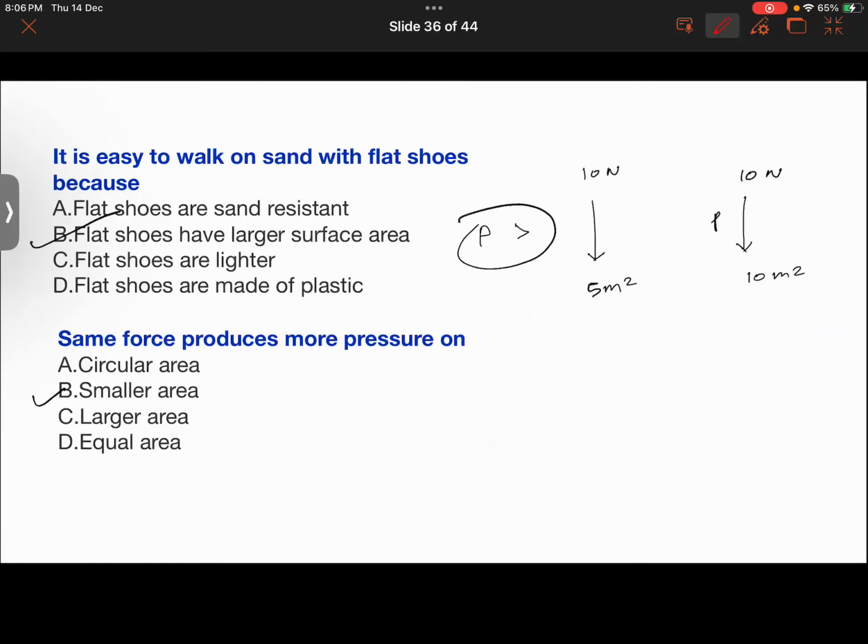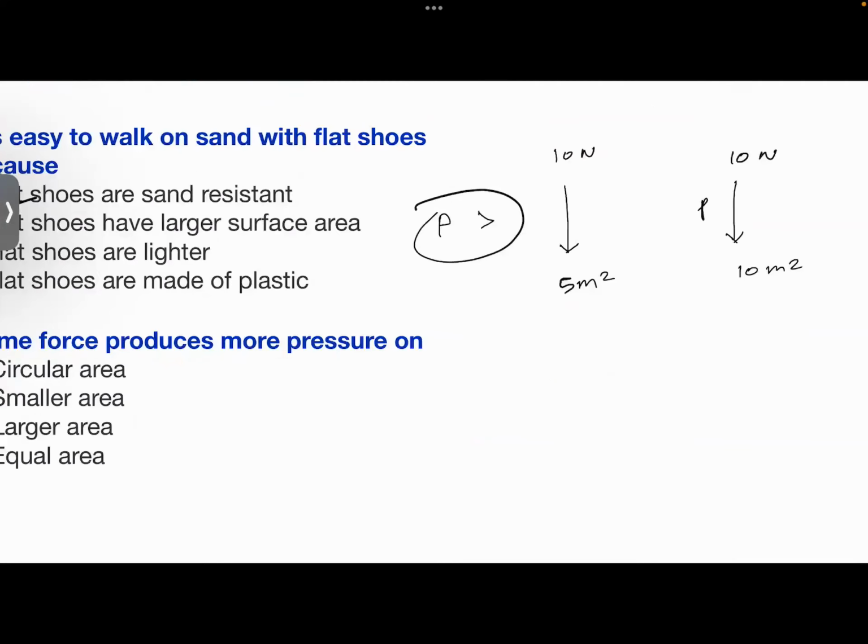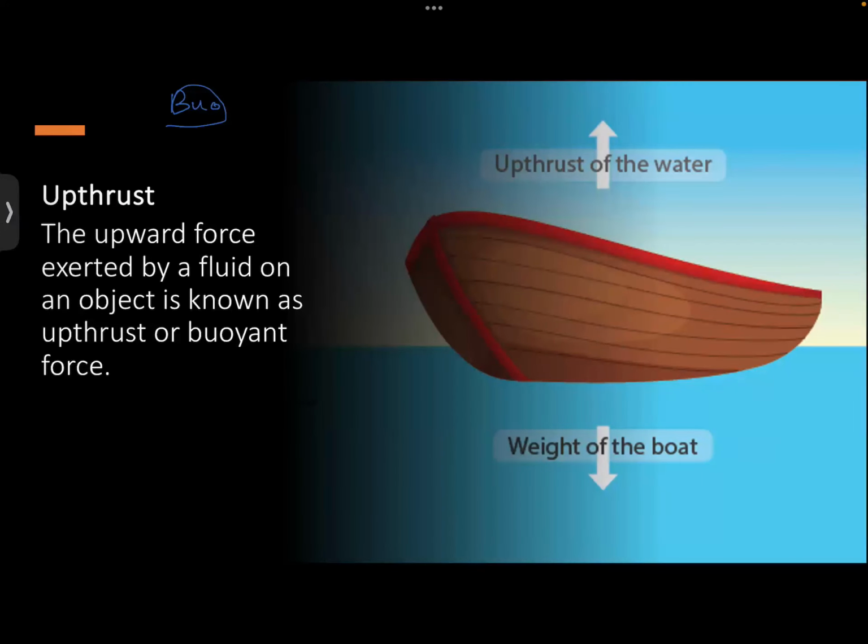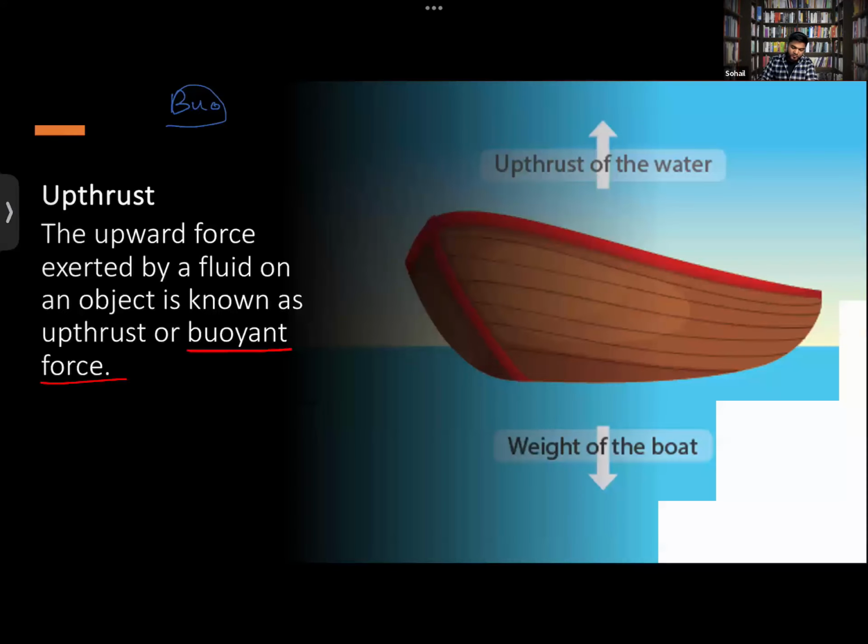So upthrust, as I said here, look at this image. The upward force exerted by a fluid on an object is known as upthrust, and another name for it is buoyant force. You remember the buoyant force which we discussed in the class, right? Due to the weight of the board, a downward force is acting, and due to the liquid, an upthrust is acting in the upward direction.